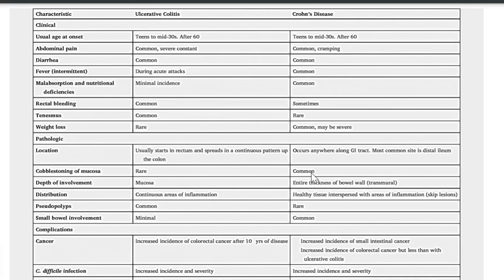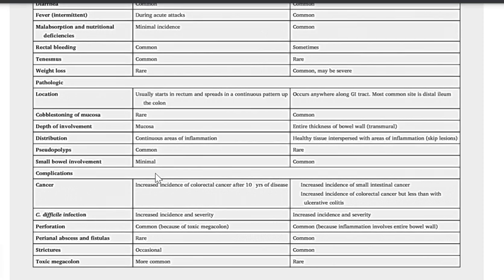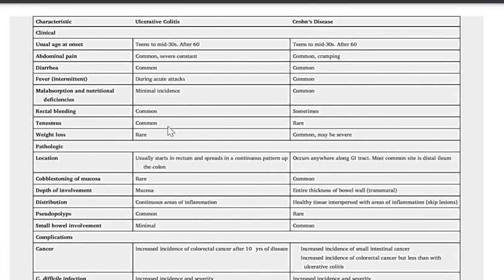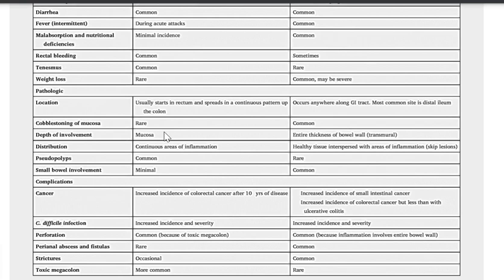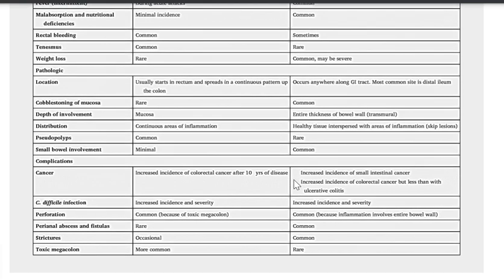You can see it when you go in and scope somebody, but they're not going to have it in ulcerative colitis, or it's very rare. If you notice, it says the depth of involvement. For ulcerative colitis, it's the mucosal layer that's really raw and red. But the whole thickness of the bowel is involved with Crohn's disease. That's kind of crazy, huh?